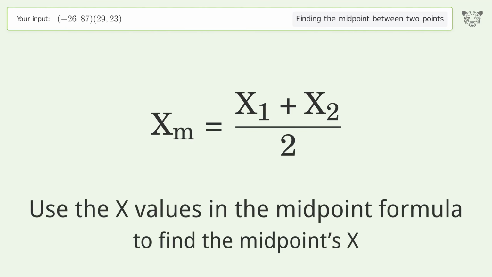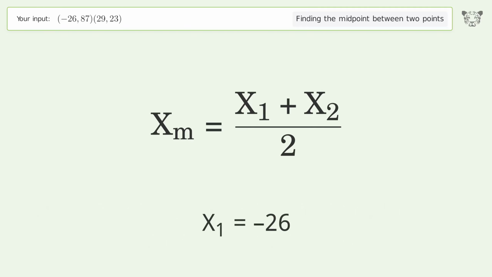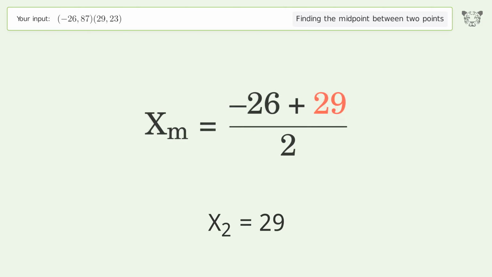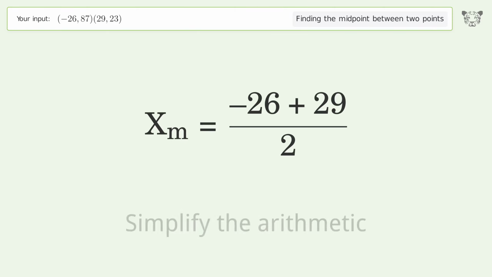Use the x values in the midpoint formula to find the midpoint's x. x1 equals -26. x2 equals 29. Simplify the arithmetic.